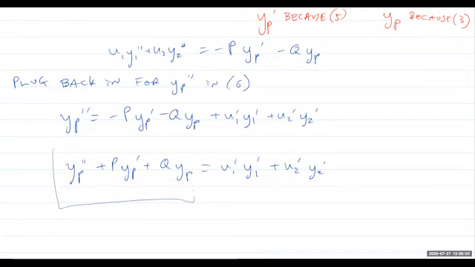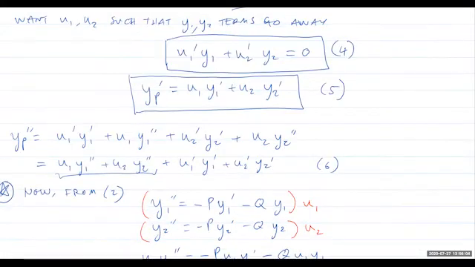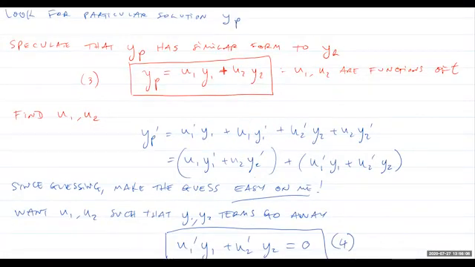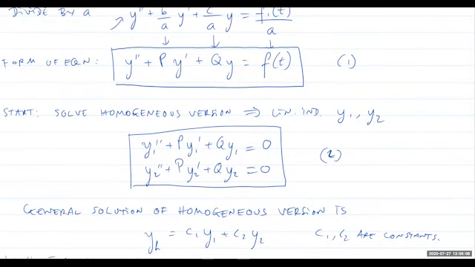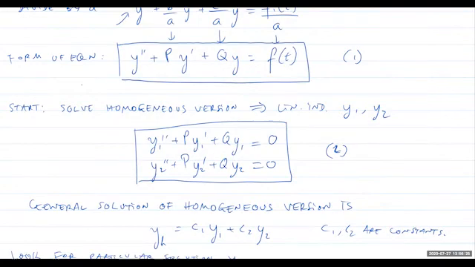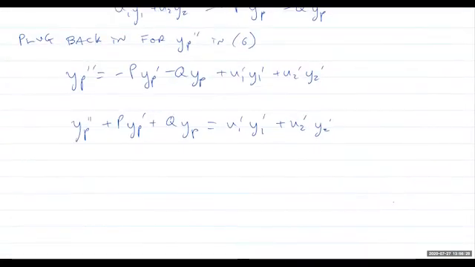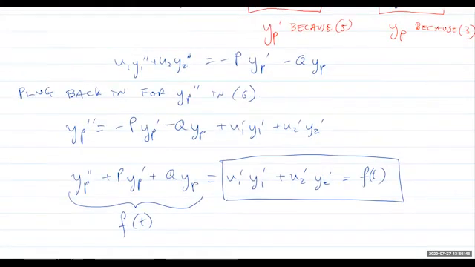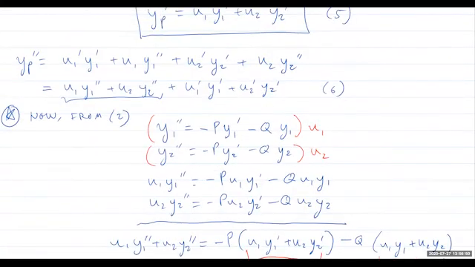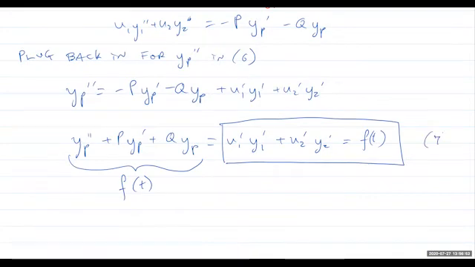And you recognize this, right? This is the original equation. And if yp is a particular solution, then it's all supposed to be equal to f of t. So this whole thing is equal to f of t. I'm going to box this up. And now I'm up to equation number 7.